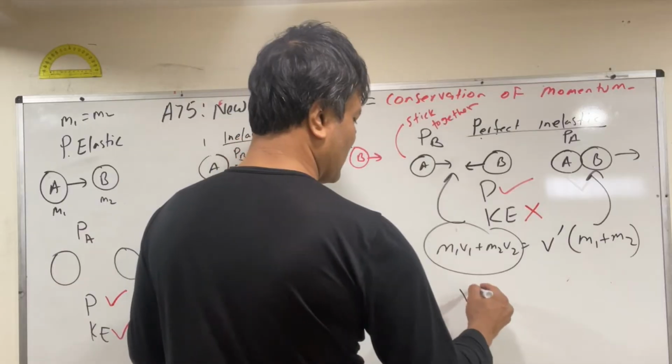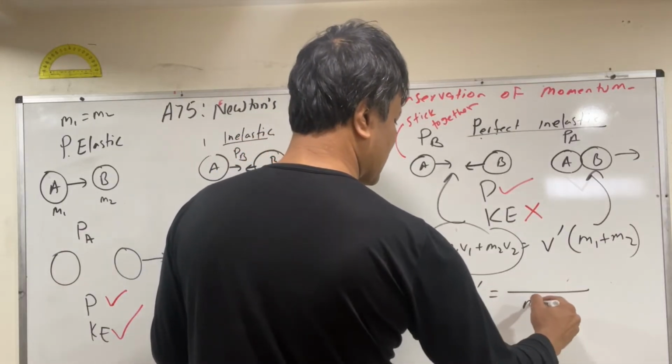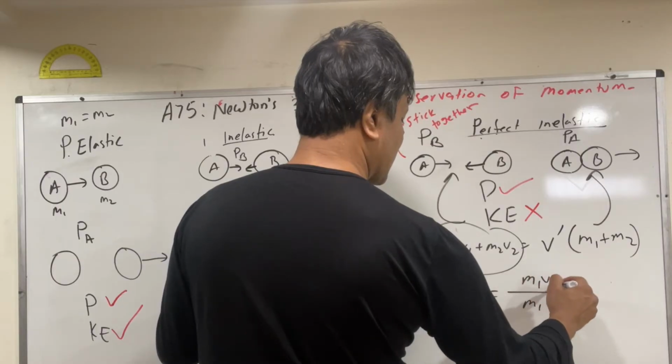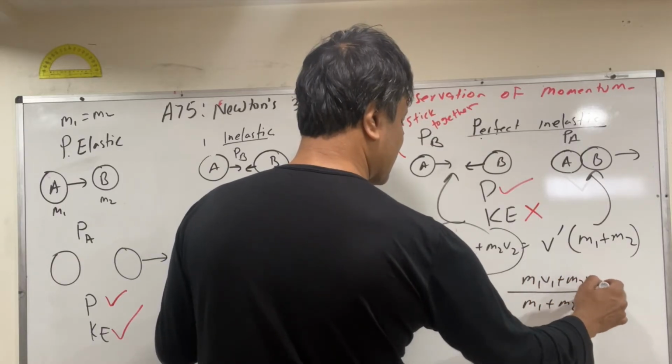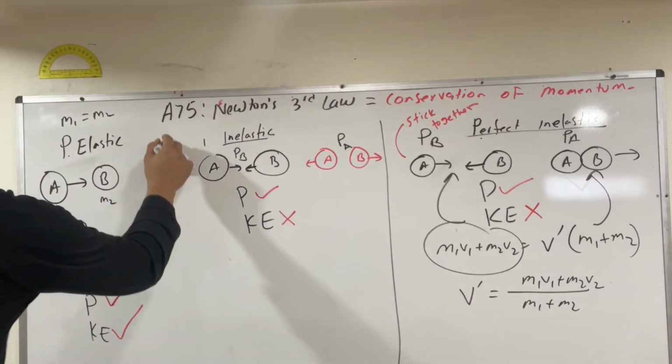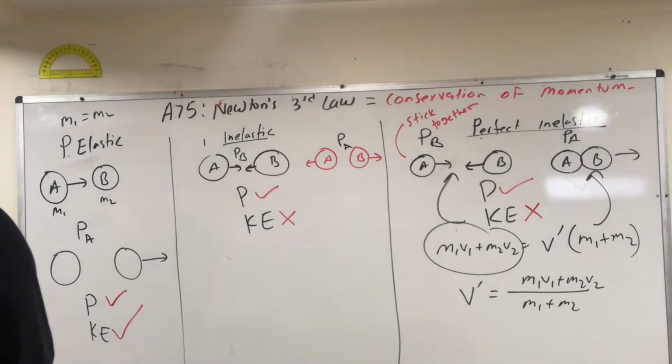So the formula finally is, of course, m1 v1 plus m2 v2 equals (m1 plus m2) V prime. Okay. All right.